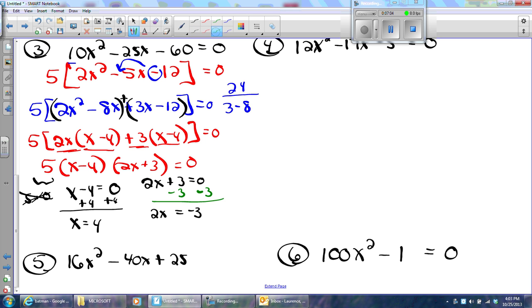Okay. I'm going to divide by 2. Going to divide by 2. And so x is going to equal negative 3 over 2, or negative 1 and 1/2. There are your two answers for x: 4 or negative 3 over 2.